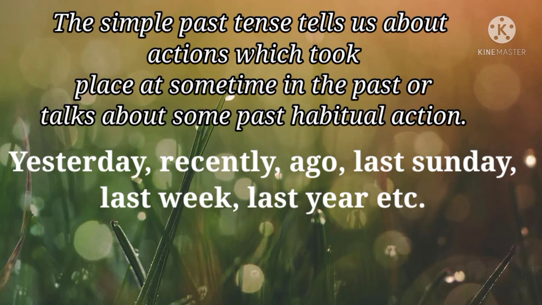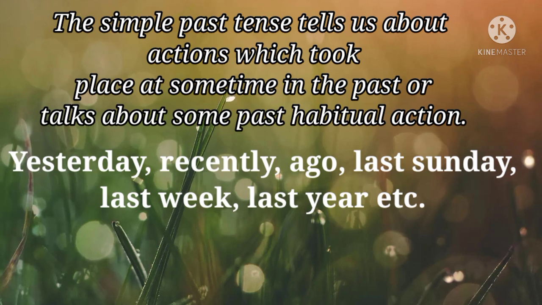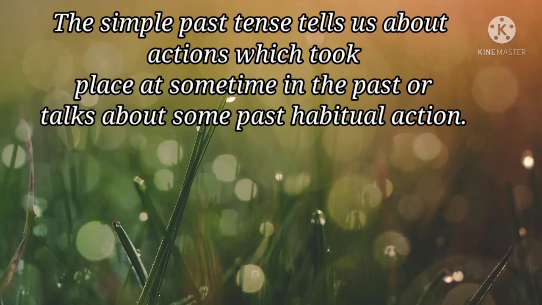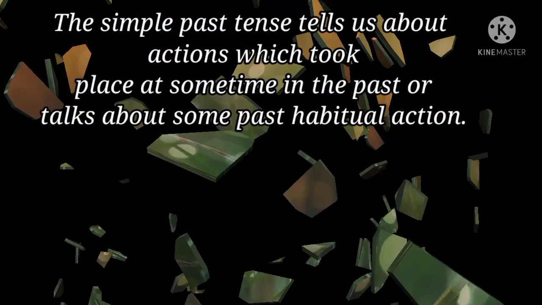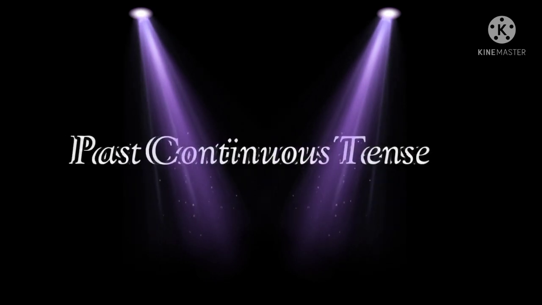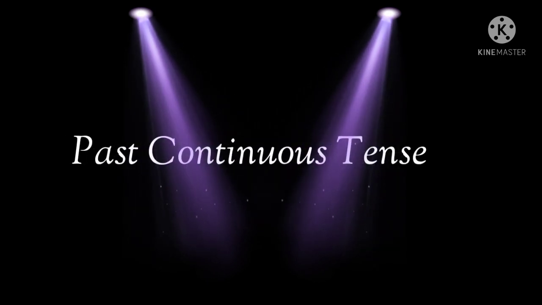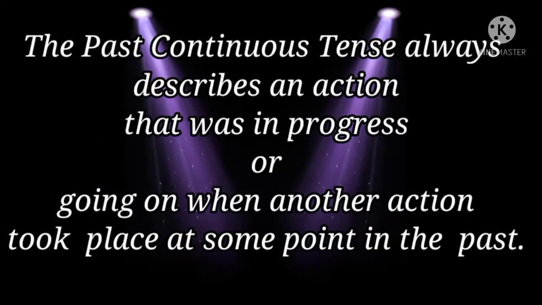So, to show the action that took place at some time in the past, simple past tense is used. Let's talk about past continuous tense. The past continuous tense always describes an action that was in progress or going on when another action took place at some point in the past.